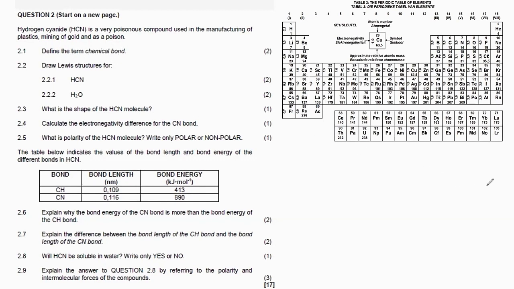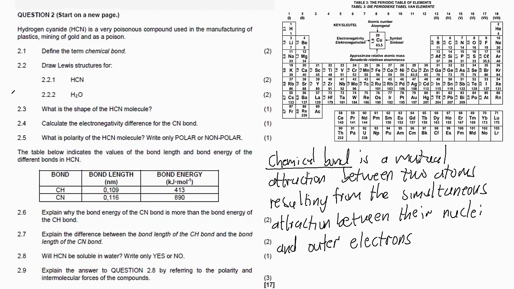So to quickly rush to that, we say a chemical bond is a mutual attraction between two atoms resulting from the simultaneous attraction between their nuclei and outer electrons, right? So for 2 marks, that's how you're expected to define this, and pay attention to this definition, guys. It is very, very important that you know it.